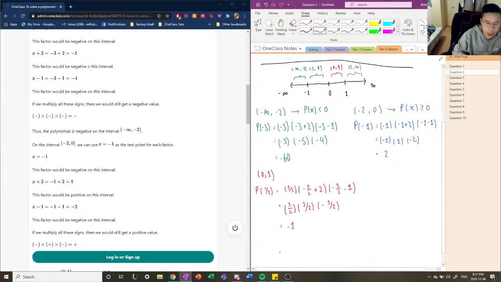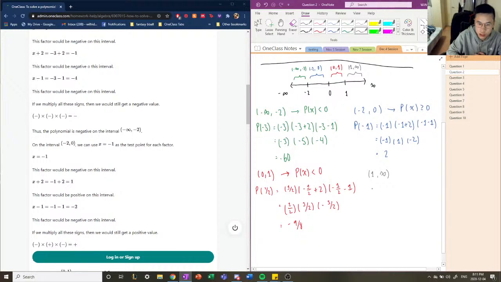Let me just check my math here. 4, 8, that's not right. That's going to be -9 over 8. Man, my math is bad. Okay, so we know that in this interval here, our polynomial is always going to be negative, so less than 0. And finally, let's test our last interval here, which is 1 to infinity.